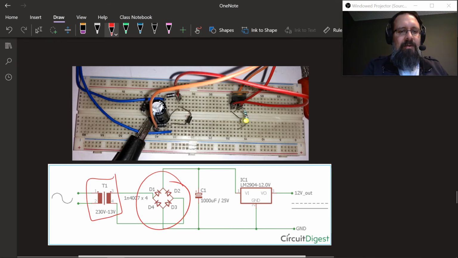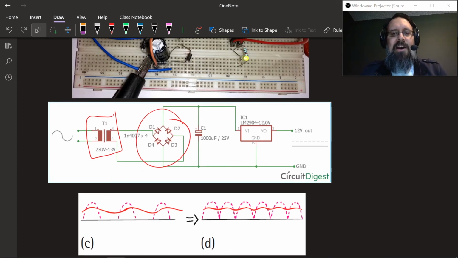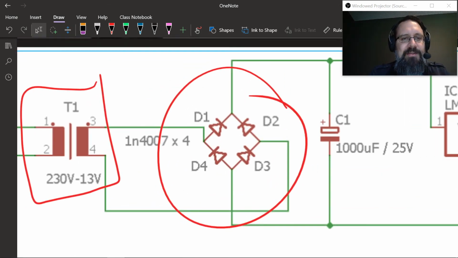This is a transformer, which is going to step up or decrease the voltage. In this case, it's a step down. So it's taking 230 volts and dropping down to 13 volts. But this thing over here is called a diode bridge. And basically what this does is you have a whole circuit of diodes. So when the current is flowing this way, it can't go through this diode, but it can go through this one, and it goes off to your circuit.